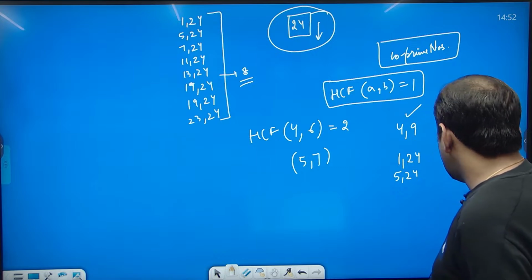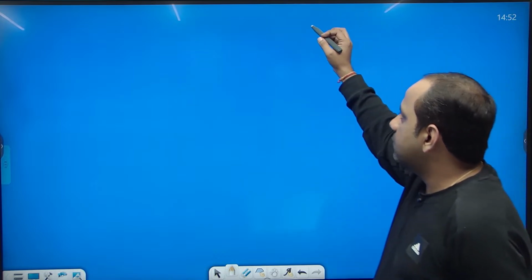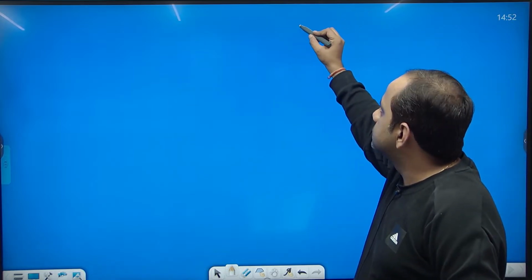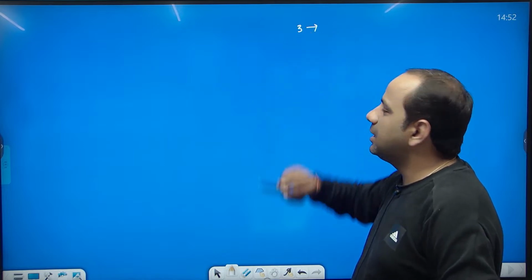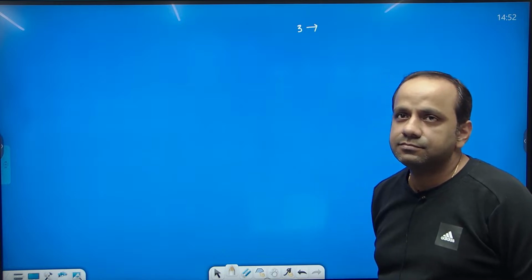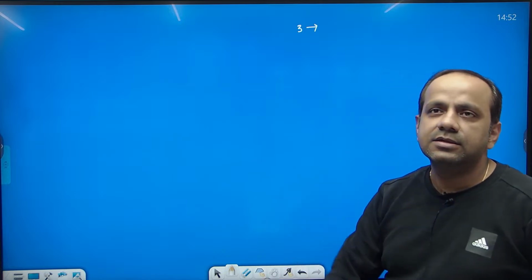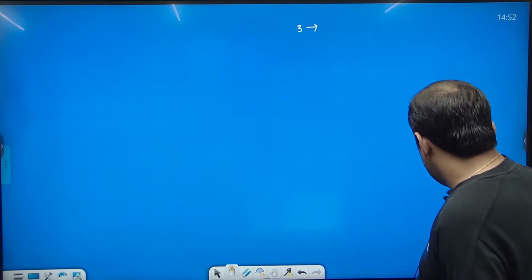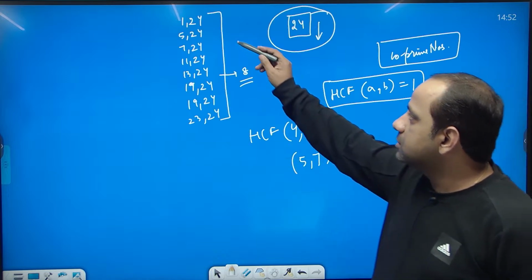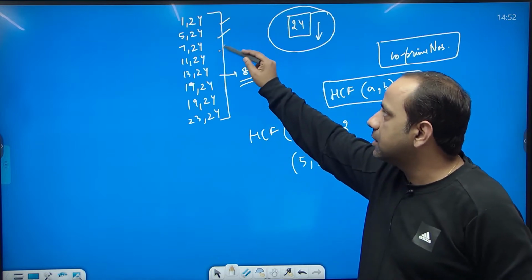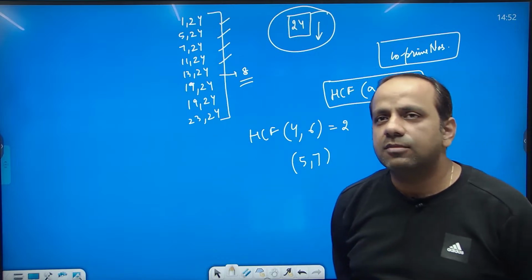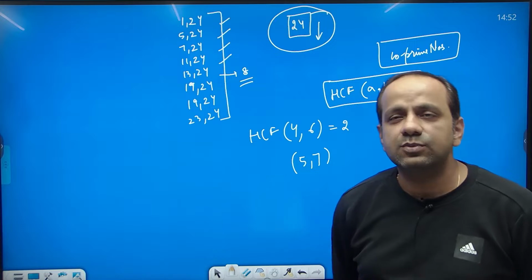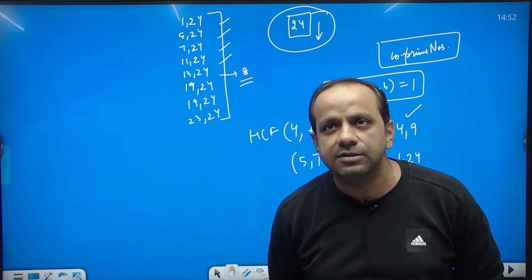Now, if I say that we have a number 3. What are multiples of 3? Okay, I am repeating. See what I have told. I have told the numbers in which nothing common is coming. What is common in all of these? Only 1 is common. So if only 1 is common when taken out of 2 numbers, we can say those 2 numbers are coprime numbers.